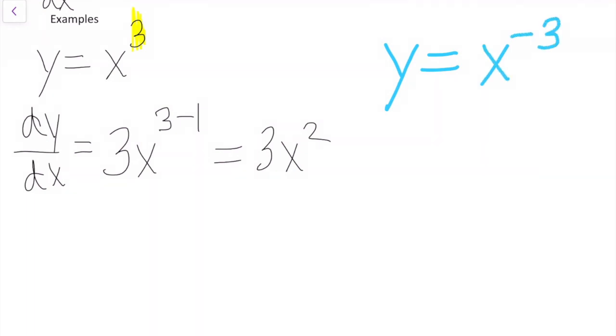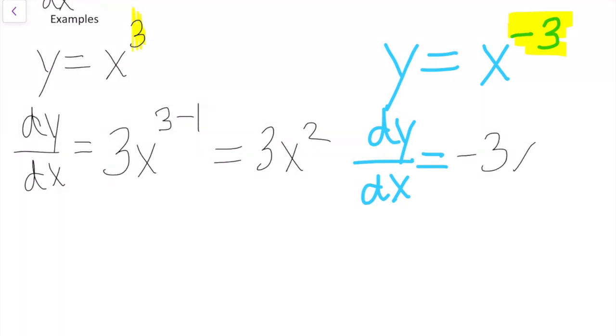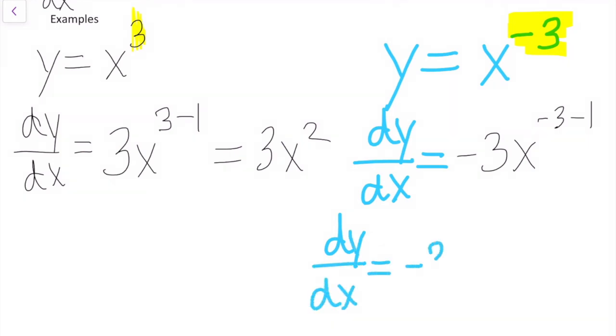The next example is x to the negative third power. First, I identify what my n is, and the negative follows that number. Bring the negative 3 to the front of the variable and subtract negative 3 in the power by 1. This results in negative 3x to the negative 4 power.